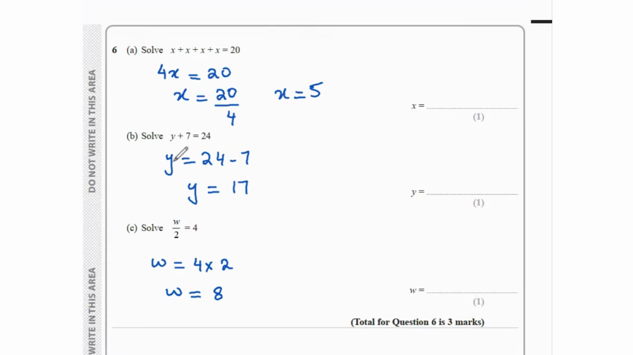This is an example of a one-step equation where we're trying to find the value of the variable. So when you take a term from one side to the other side, you do the opposite. Plus 7 becomes minus 7, divided by 2 becomes times 2. So we're doing the opposite thing on the other side.